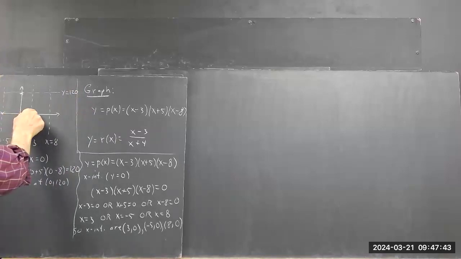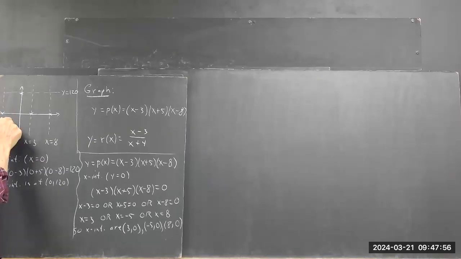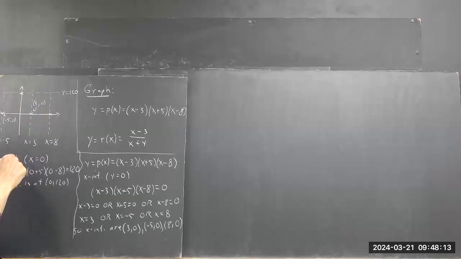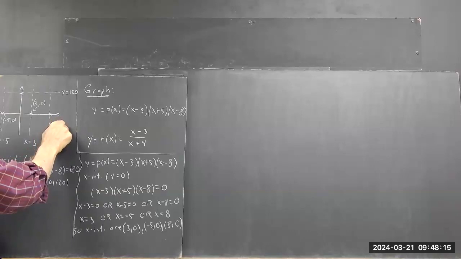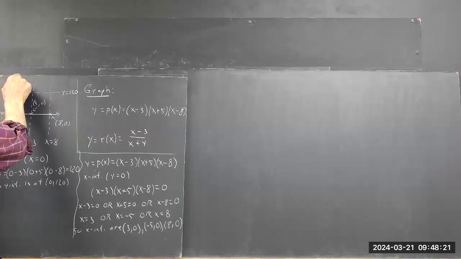Now we can mark our x-intercepts. And normally I label these. The graph is a little small, but I guess I'm going to. Okay. We have (negative 5, 0) here. We're going to have (3, 0) here. And we're going to have (8, 0) here. And of course, the y-intercept is at (0, 120).